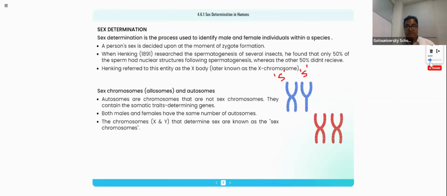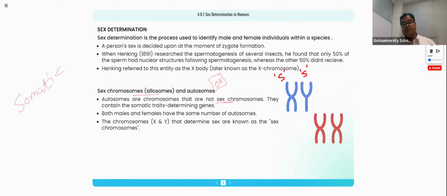Now, talking about the sex chromosomes, allosomes and autosomes. Autosomes are the chromosomes that are not sex chromosomes. As we already told a number of times, the autosome is part of the somatic chromosomes. So what is the sex chromosome? Allosomes. Allosomes are also called sex chromosomes. Autosomes are also called somatic chromosomes.